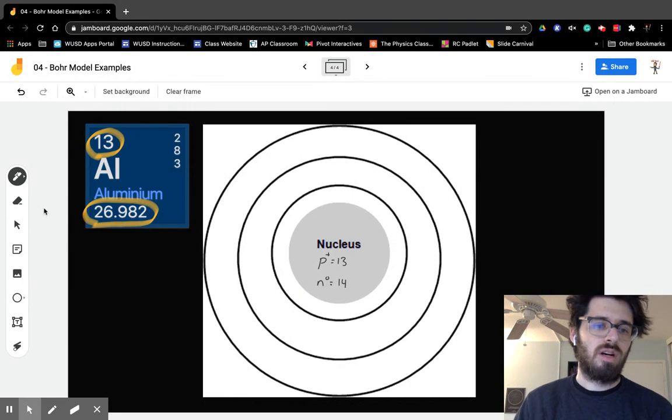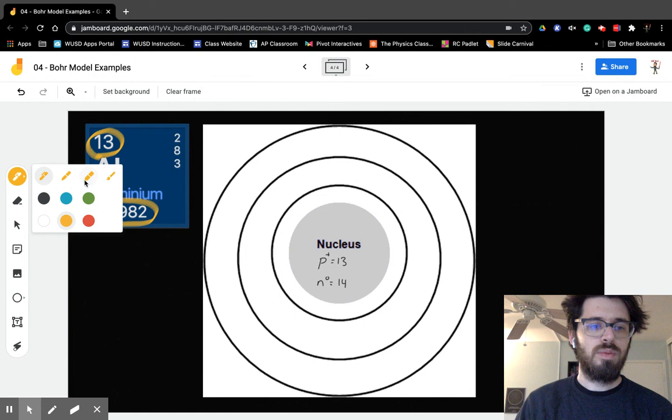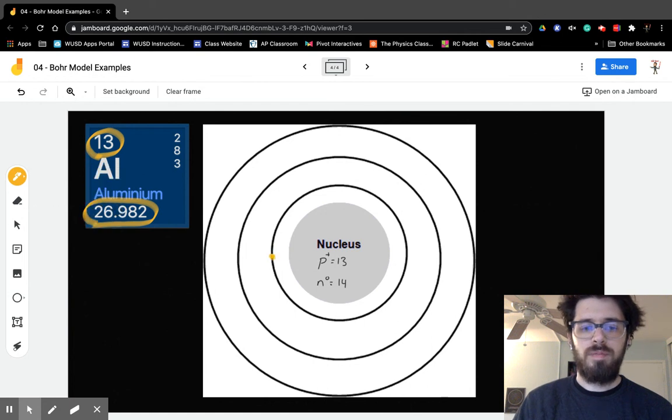And now we just need to draw the number of electrons. Now this one may take a while, so we'll just take our time. But we got 1, and I just realized I forgot to switch to highlighter. Okay, so we have 2. 2 plus 8 will equal 10, which does not bring us up to 13. So I know that my next energy level is going to be completely full.